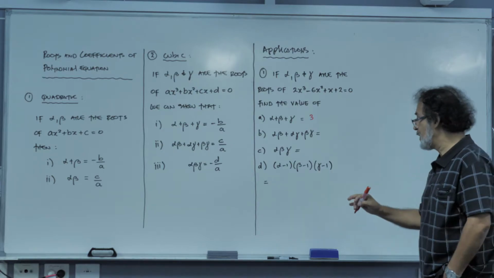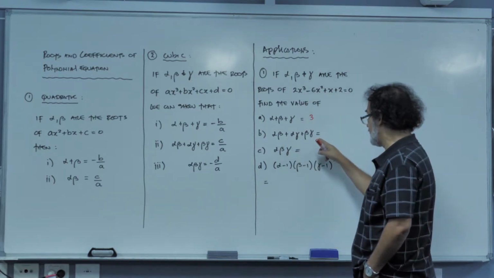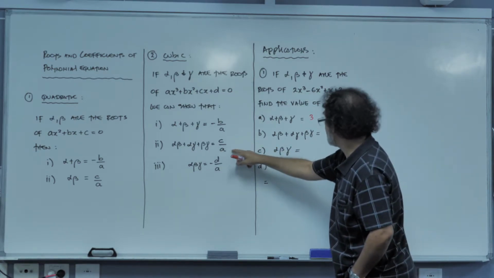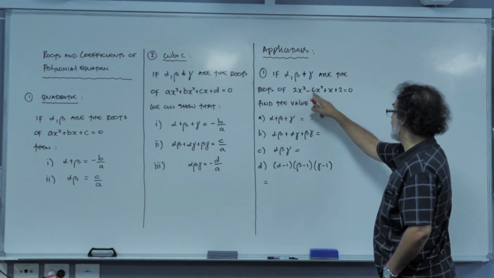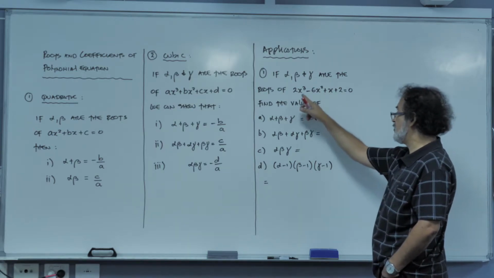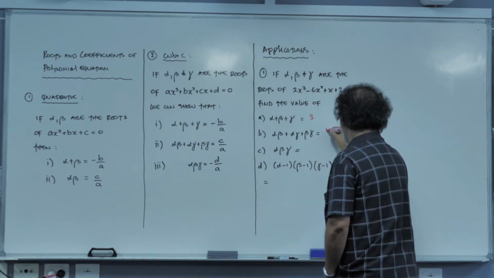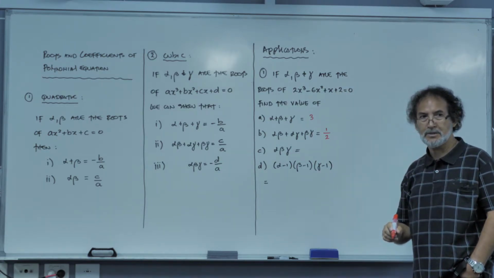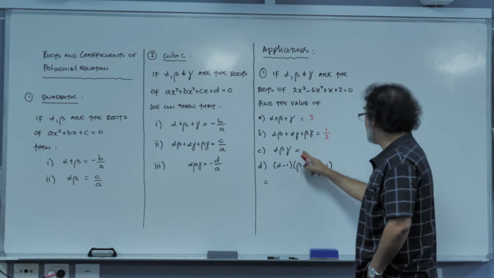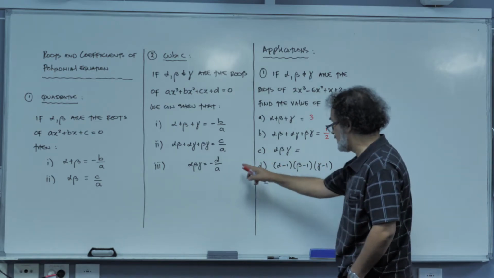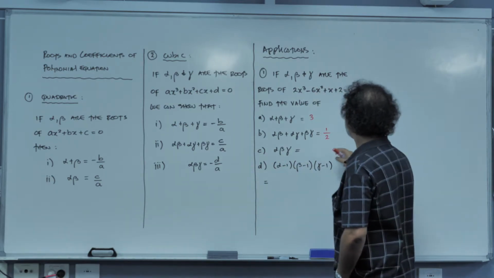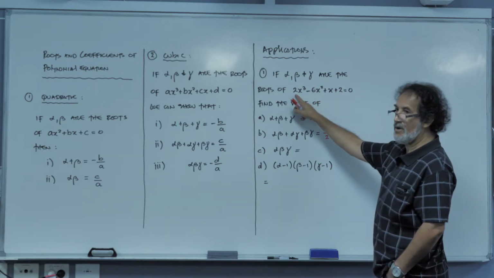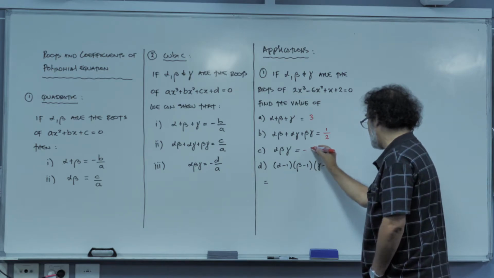Okay. And then the next one, when you take them 2 at a time and add them together, the answer is going to be positive c on a. So this is a, b, c, so it's going to be 1 over 2. Right? And then when you multiply them together, the answer is negative d on a. So it's going to be negative 2 divided by 2, so it's going to be negative 1.